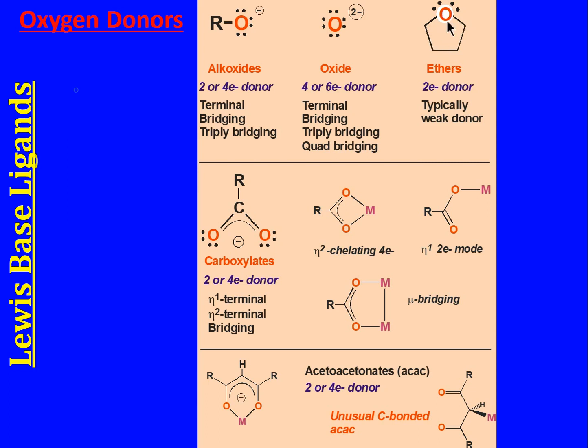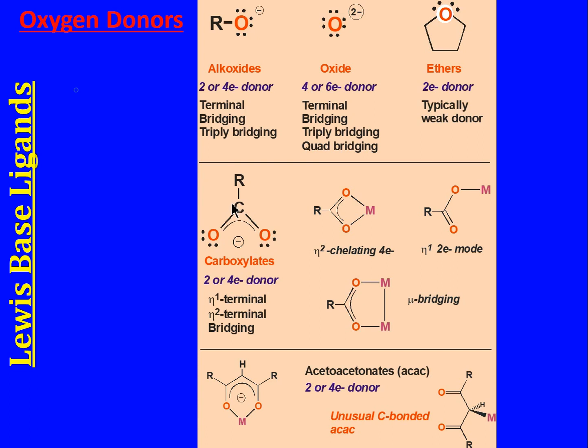like THF, which is a 2 electron donor, and this is typically a weak donor. For this reason, in some organometallic reactions, we use THF as the main solvent because it's a weak donor and it cannot bind to the metal center.